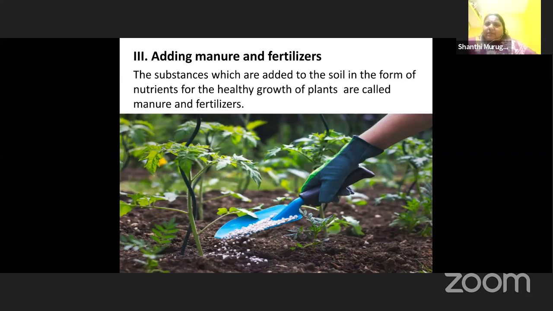I'm Amartha Sundari having one doubt. What is manure? Manure is a natural substance obtained by decomposing cattle dung and plant residues. So you can say cow dung and plant residue, that is the waste plant after cultivating, the plant waste.